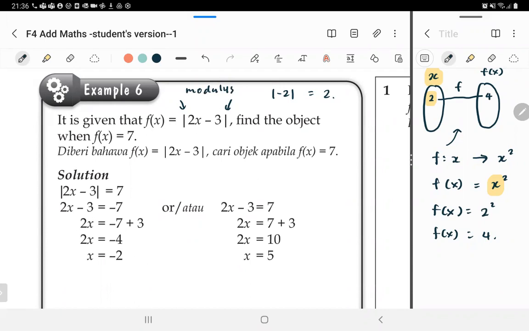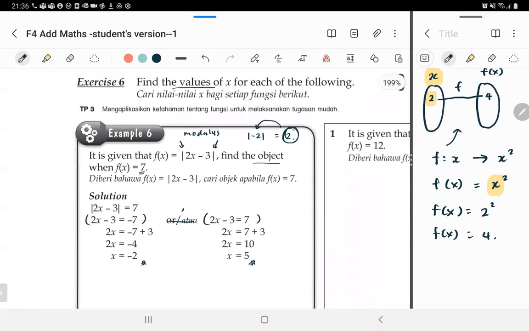If you have modulus 2x minus 3, and it says find the object when the image is 7, that means your final answer is 7 here, but inside the modulus it can be +7 or -7, right? So we write 2x minus 3 equals -7, or 2x minus 3 equals 7. In the exam, you don't necessarily have to write the or. You can just write a comma there. 2x minus 3 equals -7, comma, 2x minus 3 equals +7. Then you solve it, and you will get 2 sets of answers. These are the possible values of x.